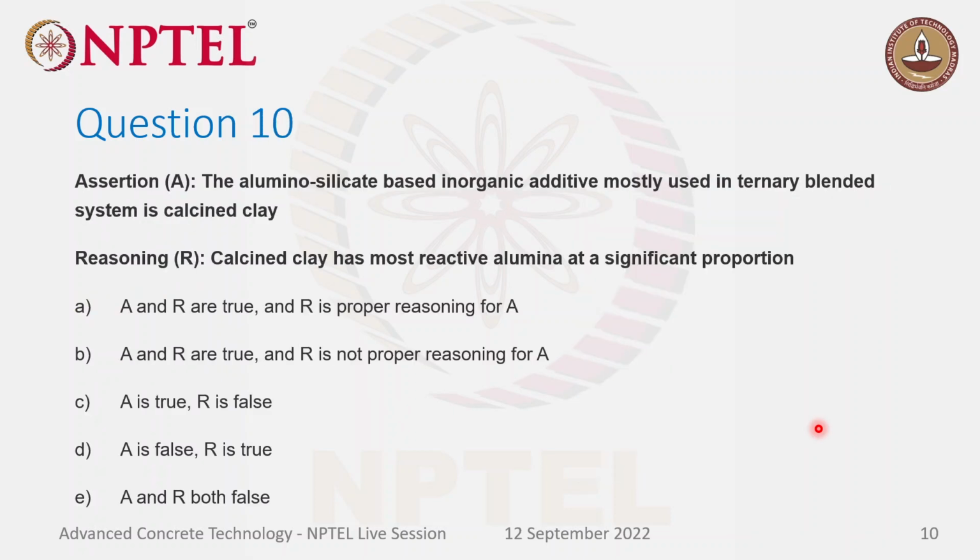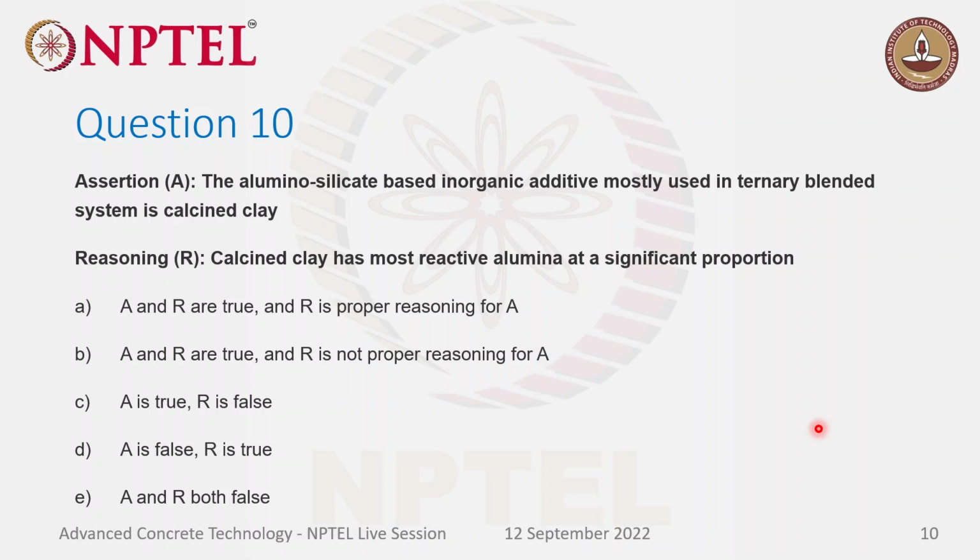Now let's move to question 10. Question 10 is an assertion-reasoning based question. The assertion is: the aluminosilicate based inorganic additive mostly used in ternary blended systems is calcined clay. We know there are different aluminosilicates, say fly ash, GGBFS, calcined clay. All these are aluminosilicates. And the reasoning is: calcined clay has the most reactive alumina at a significant proportion.